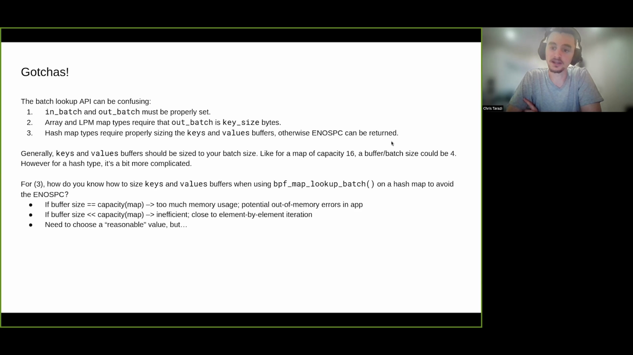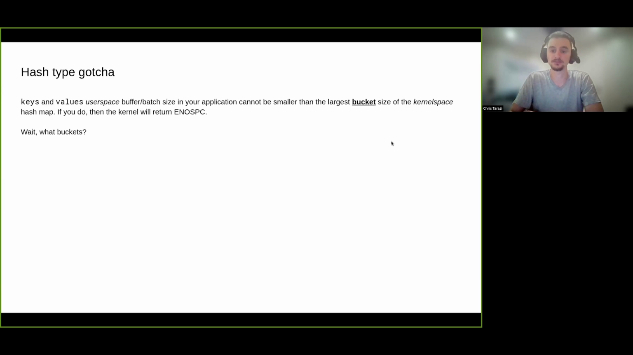So for case 3, how do you know how to size the keys and values buffers when using the batch lookup call, especially on a hash map, to avoid the kernel errors, because it can't be too large and it can't be too small, but somewhere reasonable. The gotcha, though, to finding that reasonable value is that these keys and values are a user space buffer, and the size of them cannot be smaller than the largest bucket size of the kernel space hash map. If you do, the kernel will return an error.